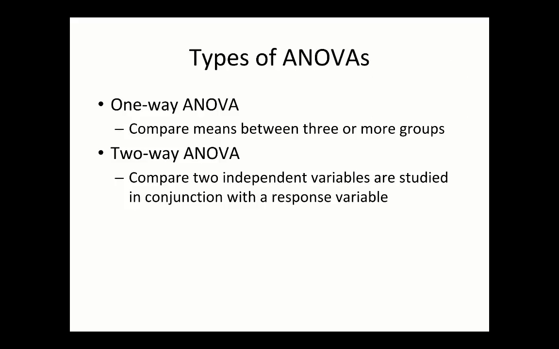Now let's move on to ANOVAs, also known as analysis of variance. There are two different types of ANOVAs we will be discussing, one-way ANOVA and two-way ANOVA. ANOVA stands for analysis of variance. The one-way ANOVA is similar to a two-sample t-test, except that in a one-way ANOVA, you're comparing means between 3 or more groups. A two-way ANOVA, on the other hand, compares two independent variables in conjunction with a response variable to assess mean effects and interactions.